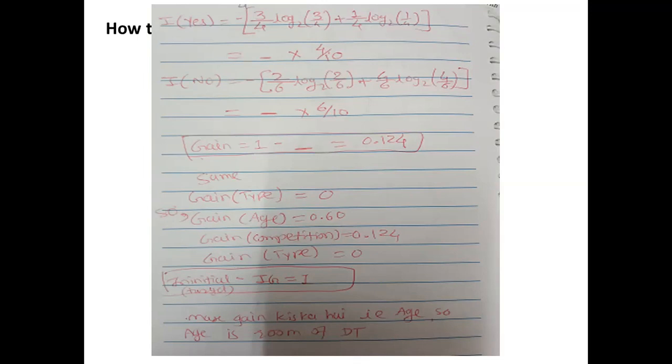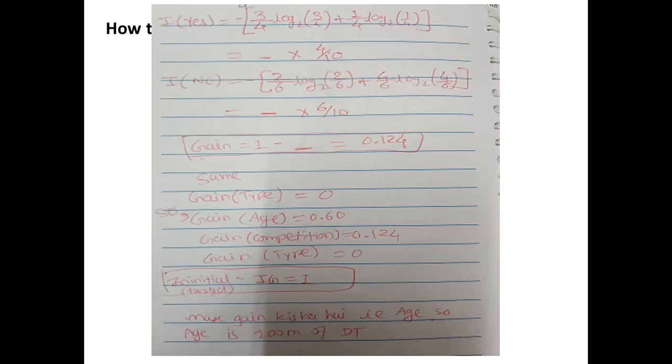Now, see here, this is what we have to consider. After that, initially we have considered the information gain of the target variable as 1. Now from the remaining three attributes, that is type, age, and competition, we have to consider the root attribute. Now, which is the root attribute that we have to consider from these three? Whoever has the highest gain is considered as the root attribute of the decision tree, right?